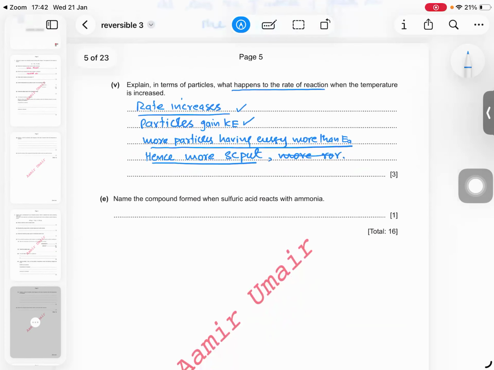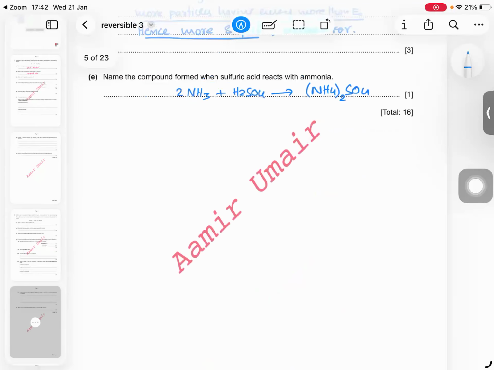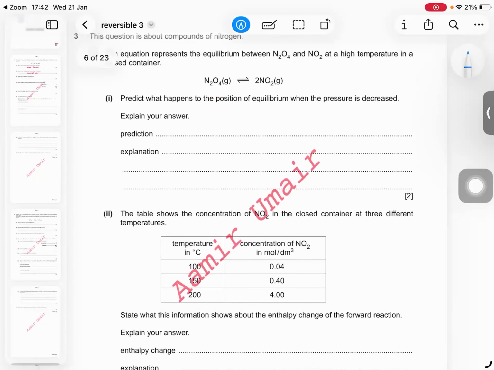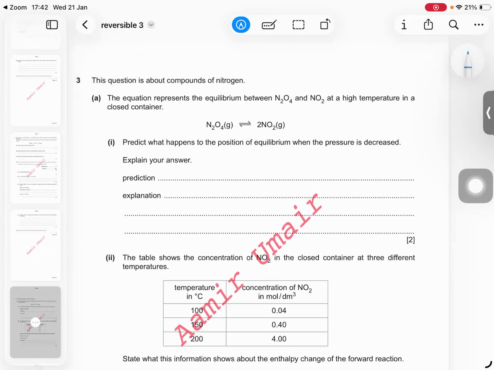Next. Name the compound formed when sulfuric acid reacts with ammonia. We just did it. When ammonia reacts with sulfuric acid, what is formed? Ammonium sulfate. Next. This question is about the compounds of nitrogen. The equation represents the equilibrium between N2O4 and NO2 at high temperature in a closed container. Predict what happens to the position of equilibrium when the pressure is decreased. Explain your answer. Okay, you have 30 seconds.